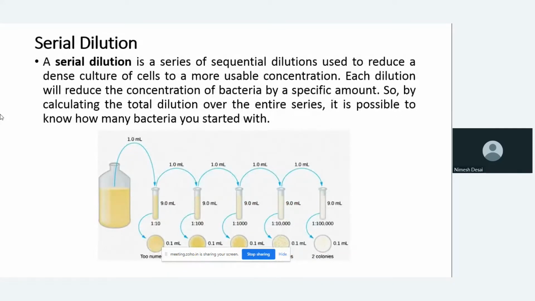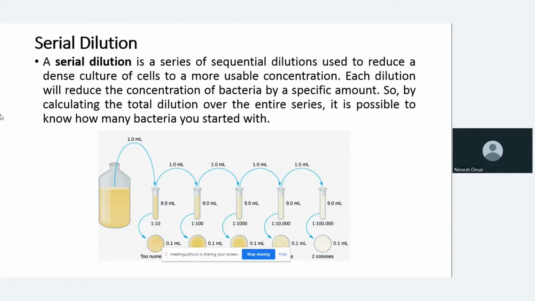After that, serial dilution. Why is it important in pharmaceutical microbiology? Serial dilution is a series of sequential dilutions used to reduce a dense culture of cells to a more useful concentration. Each dilution reduces the concentration of bacteria by a specific amount. By calculating the total dilution over the entire series, it is possible to know how many bacteria you started with. In serial dilution, we take 99 ml of saline solution or buffered sodium chloride peptone solution. From the dense solution, we transfer 1 ml into the first dilution, followed by serial dilution up to 10 to the power 6 or 7, until our desired count is achieved.